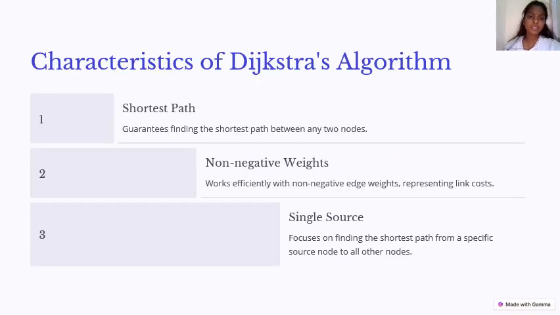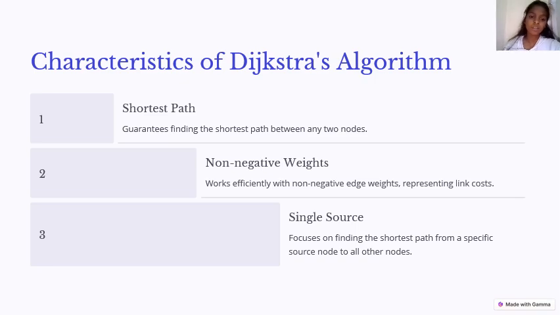Next is the characteristics of Dijkstra's algorithm. There are three characteristics of this algorithm. First is shortest path, the next is non-negative weights, and the last one is single source. The shortest path means it guarantees finding the shortest path between any two nodes, that is, the shorter distance between the two nodes.